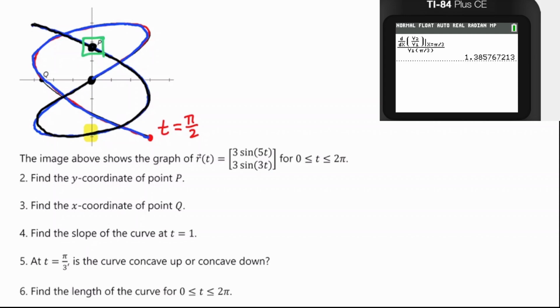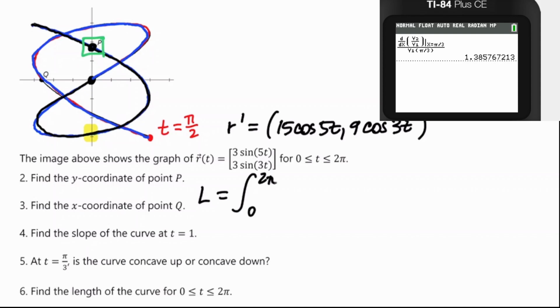Talking about the length of the curve, again I erased r prime. So r prime is going to be, I'm just going to write it as a vector, like its coordinates, 15 cosine 5t and 9 cosine 3t. All right, so the length of the curve is going to be the integral from 0 to 2 pi of the square root of x prime squared, 15 squared is 225, cosine squared 5t, plus y prime squared is 81, cosine squared 3t.